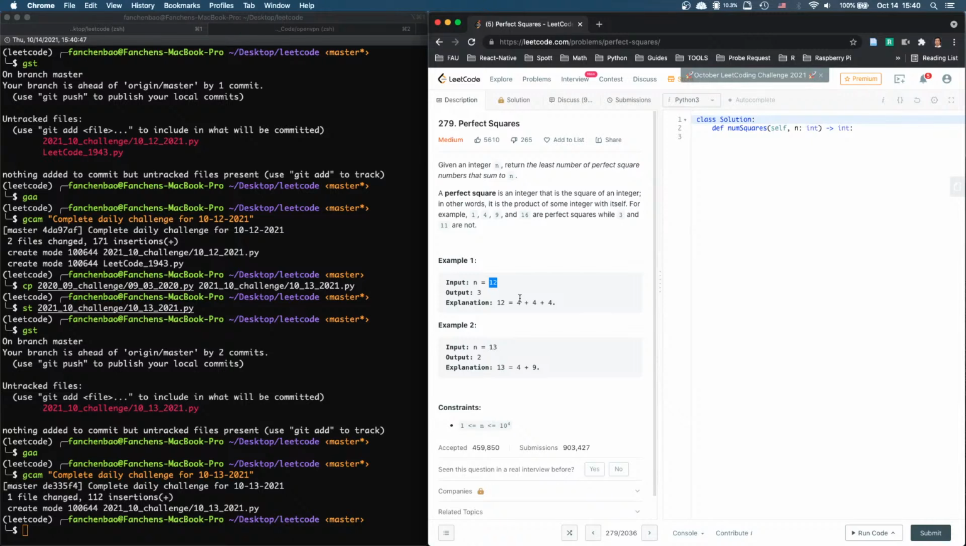I think we can write just memorization, cache. Or whenever we do cache, it's possible to do bottom up. How do we do bottom up? If we want to do bottom up, right? So think about it. Bottom up.